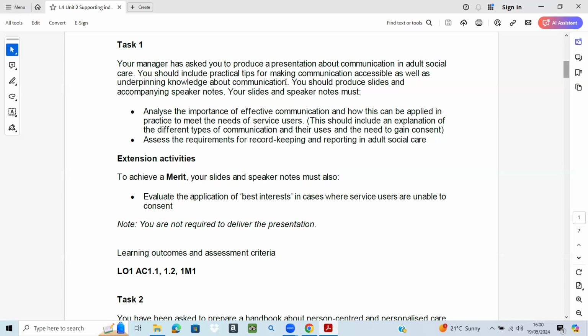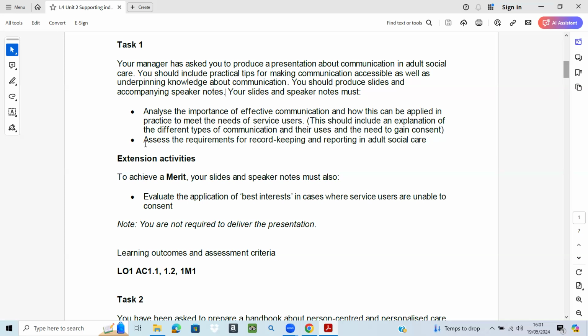You should include practical tips for making communication accessible as well as underpinning knowledge about communication, and we need to produce slides and accompanying speaker notes. So we need to create speaker notes as well. These are all the important keywords here. Then your slides and speaker notes must analyze the importance of effective communication and how this can be applied in practice to meet the needs of service users, and this should include an explanation of the different types of communication and their uses and the need to gain consent.